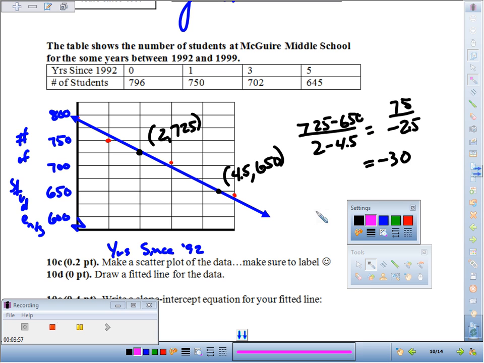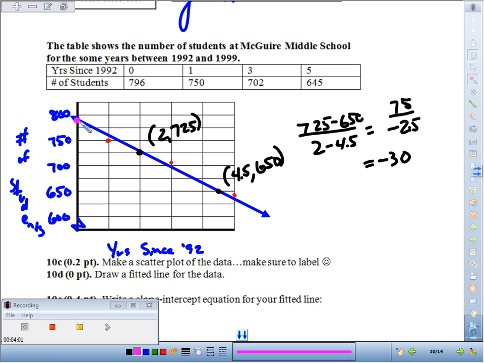To finish the equation, you need the y-intercept. Bang, right there. My y-intercept looks like it actually went through that point that they gave us, so I'm going to use 796. So my equation then would be y equals negative 30x plus 796.